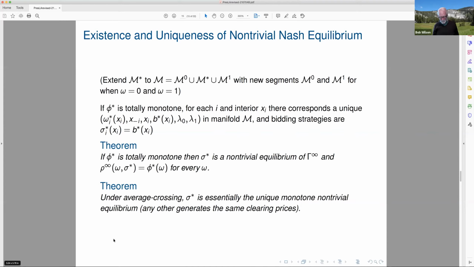Then you get this property that if the Walrasian price is totally monotone, so it and its cutoffs are increasing in the state, then the sigma we were working with, the equilibrium strategies in the auction, provides a non-trivial equilibrium of the auction gamma infinity, and the clearing price you get is exactly the Walrasian price. And with average costing, which is a little stronger, it's essentially the unique monotone, non-trivial equilibrium, because any other one generates the same clearing prices.